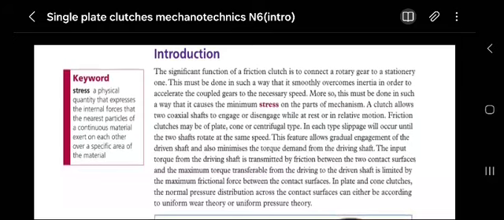Today we'll be dealing with Mechanotechnics N6, under module one. We'll be dealing with module one and clashes, but we'll look at single plate clashes. Right, this is an introduction.